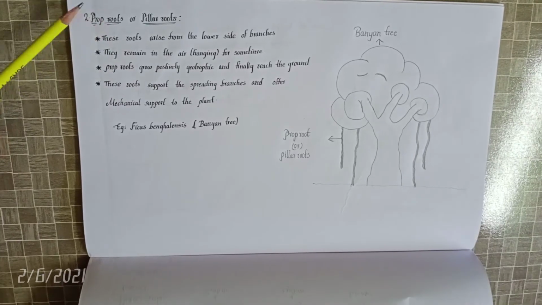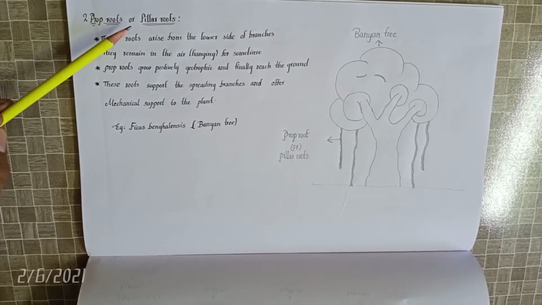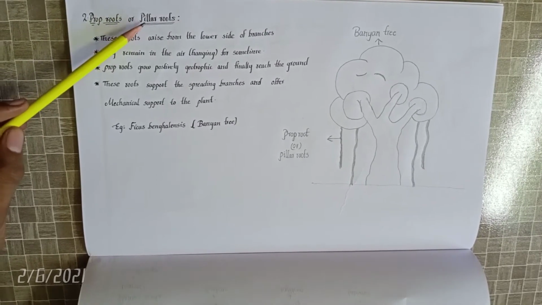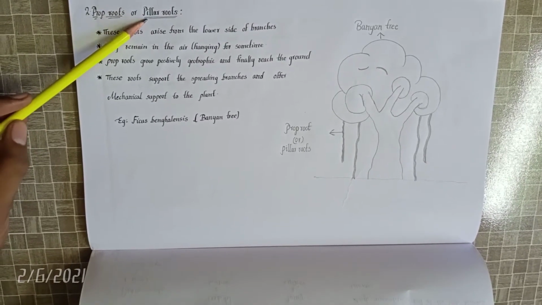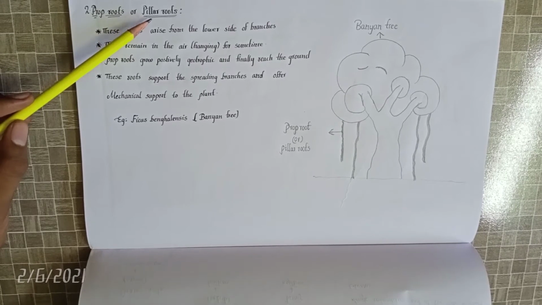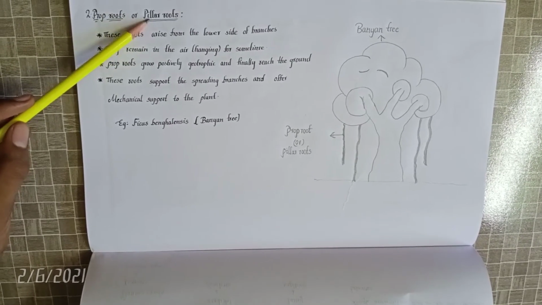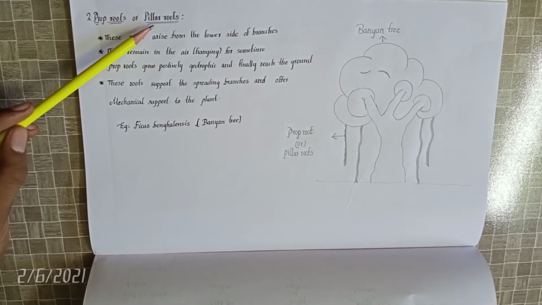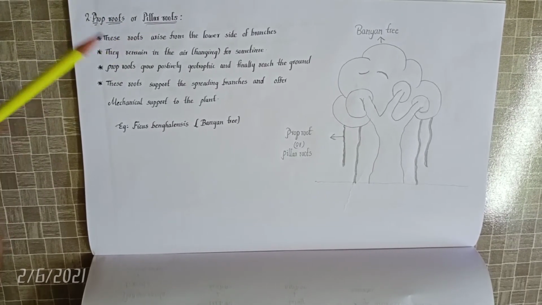The next is prop roots, or pillar roots. A pillar is a tall body that supports a building. Like that, these roots act as pillars to the plant, to the tree.